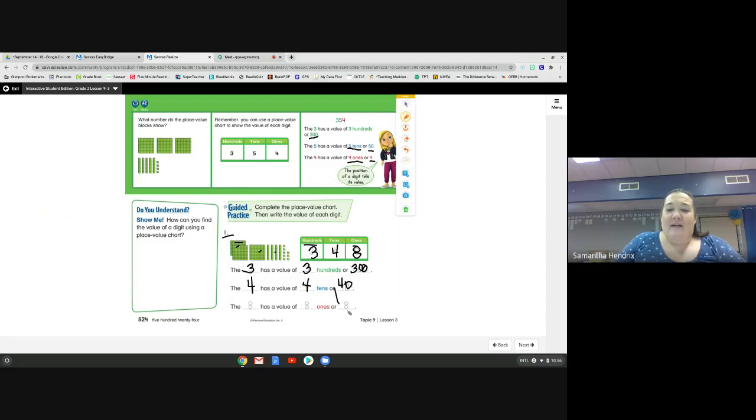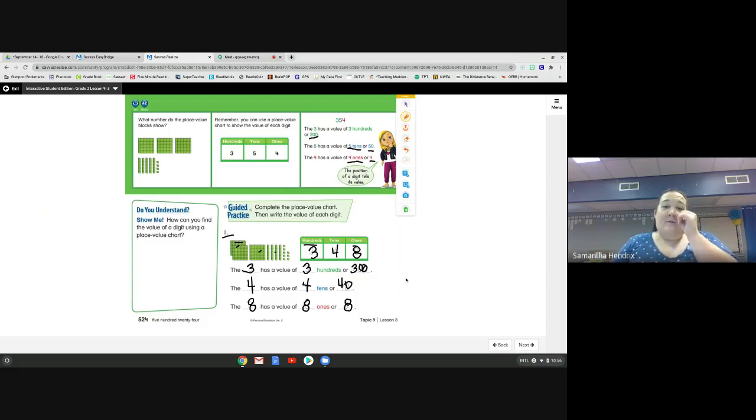So this side right here, there's Miss Hendrick's random scribble for the day. The value, these over here are the value. What is it actually? Okay. The 8 has a value of 8 ones or 8.